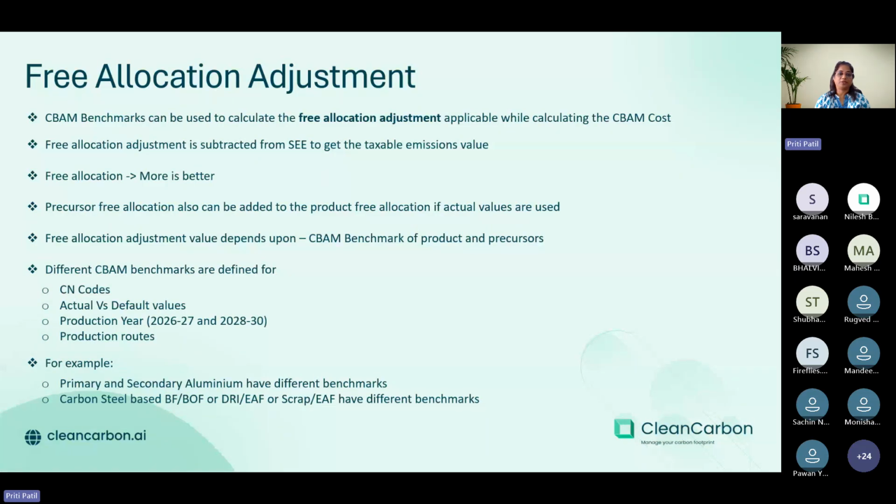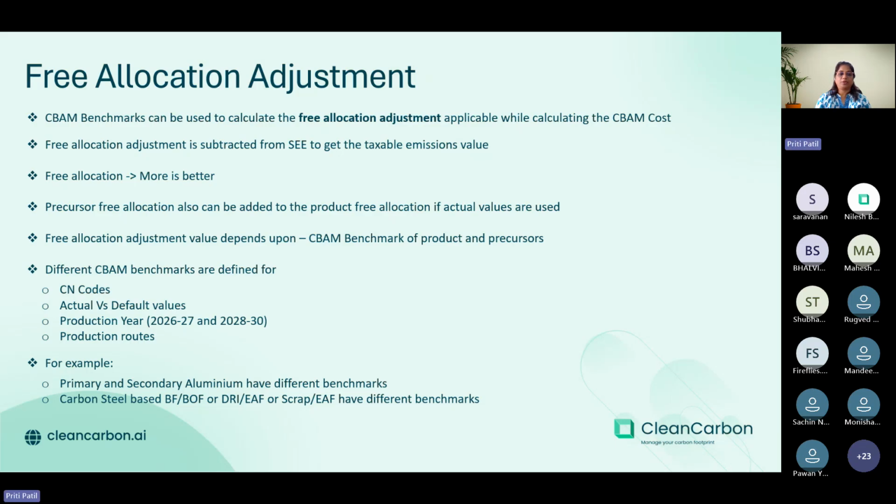Benchmarks differ for different CN codes, meaning different products. They are different for actual versus default values. So if you are using actual SE values, the benchmarks are different. For default values, the benchmarks are different. Different benchmarks are defined for different production years. There are two periods they have defined. For 2026 and 27, there is one benchmark. For 28, 29, and 30, there is a different set of benchmarks.